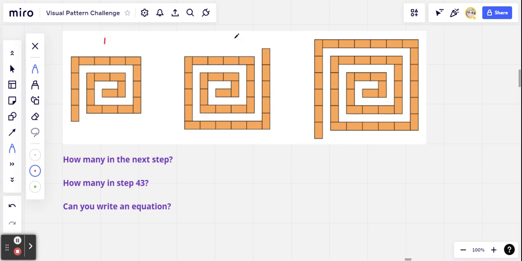Here's step 1, here's step 2, here's step 3, and your challenge is to predict the number of rectangles in step 4 of this swirling, confusing vortex. If you can do that, can you predict the number of rectangles in step 43? And could you write an equation that could be used to predict the number in any step at all? So that's the challenge today. If you'd like to accept it, pause the video and see what you can do.